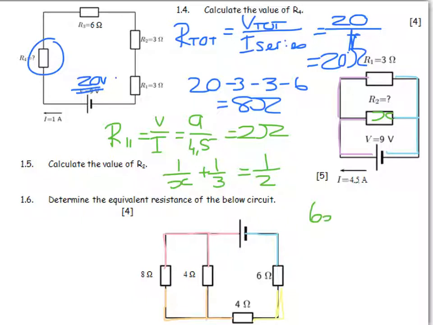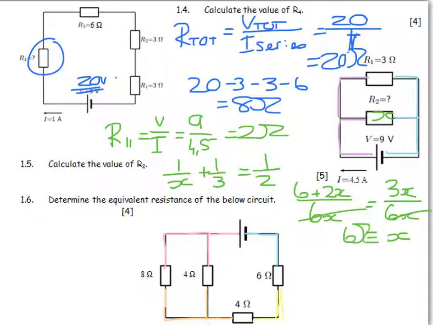Find a lowest common denominator of 6x on both sides. I then say 6 plus 2x. 2 goes into 6x 3x times. And I'm left with 6 is equal to x. Those cancel out, and I land up with x being equal to 6 ohms.